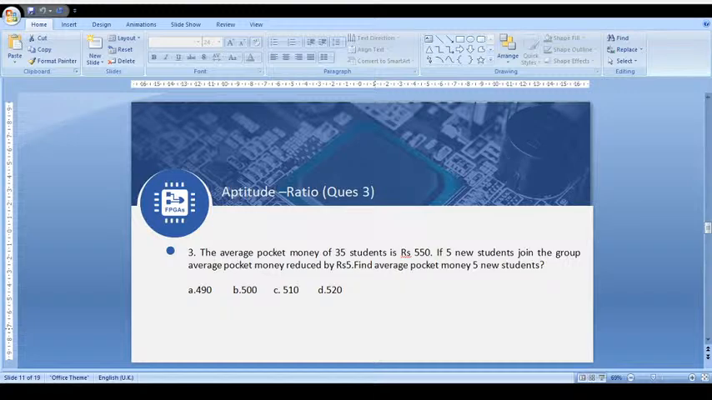The average pocket money of 5 new students is 510 rupees. Then I mean to say that if you have proper concept of ratio, then you can easily solve this question within one line only. That means it is only a one line question. That means we apply the concept of ratio in terms of average, right? Then this is the answer. 510 is the answer. Option is C.